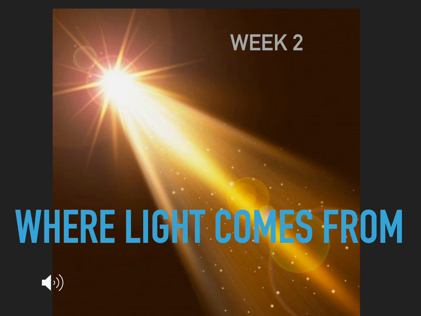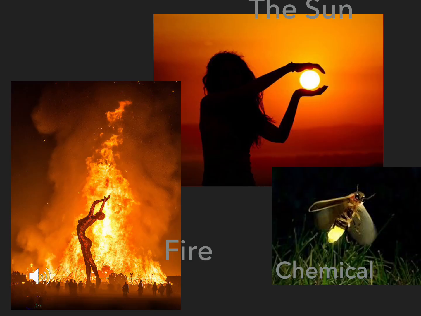Being that this is a lighting class, we're going to talk this week about where light comes from, or the different sources of light. There are natural sources of light, the most obvious being the sun, but other things like fire or flames, like a candle flame if you're at a candlelit dinner, and then chemical reactions such as lightning bugs or the lightning of a lightning storm.